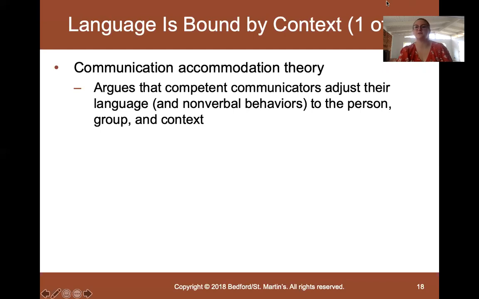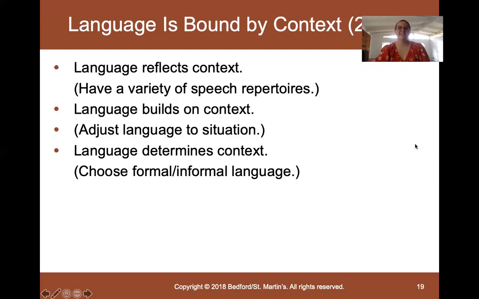Language is bound by context, 1 of 9. Whew, okay. So language reflects context, right? We have a variety of speech repertoires. We have a variety of contexts through which we engage. We engage in school, we engage in work, we engage at home, we engage with our friends. There are a million different contexts, and we probably use different language when engaging with all of them. Language builds on context. So we adjust our language to a situation, right? We understand the appropriateness of a context through the way that people communicate with us and we're able to communicate with them.